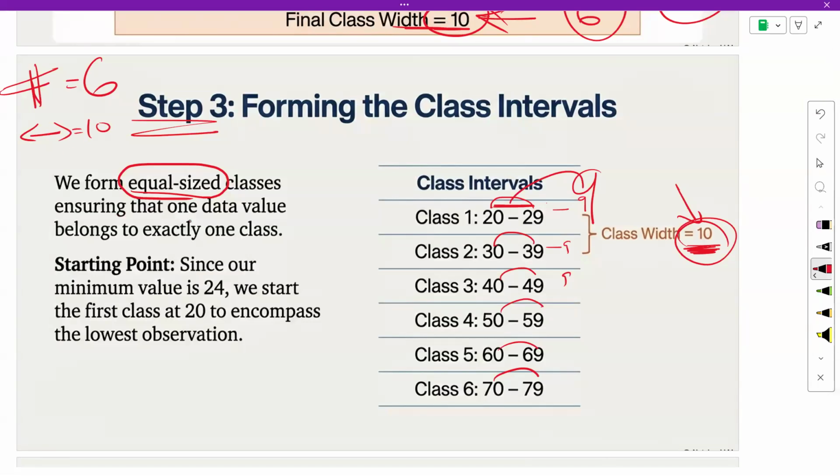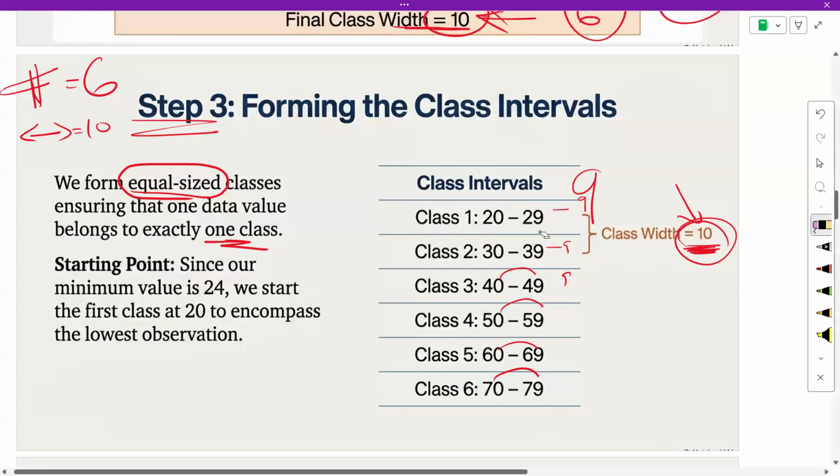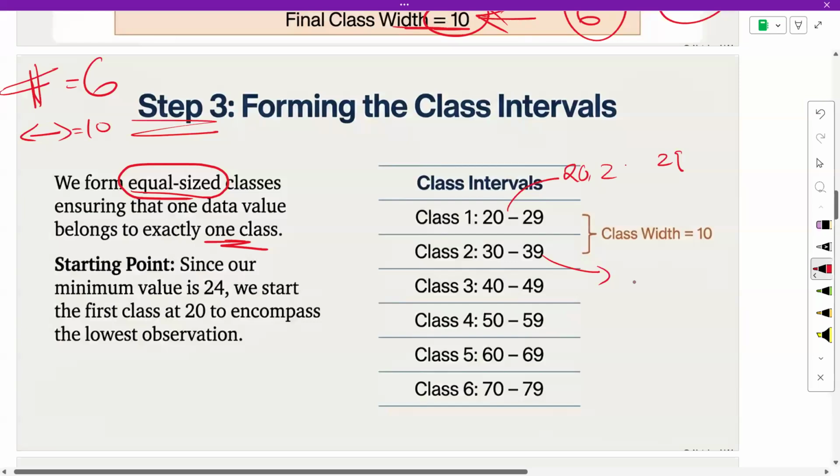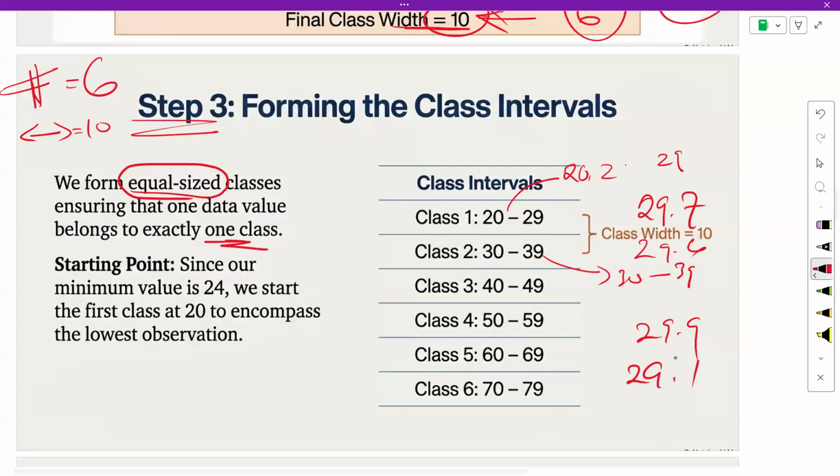We form equal size classes, ensuring that one data value belongs to exactly one class. When you look here, 29. In this class we include any observations that fall within this range. We may include 20, 21 up to 29. And in this one, we can include 30 to 39. But there are instances like 29.7 or 29.6, 29.9 or 29.1. Where do we include them? So there's a gap between 29 and 30.